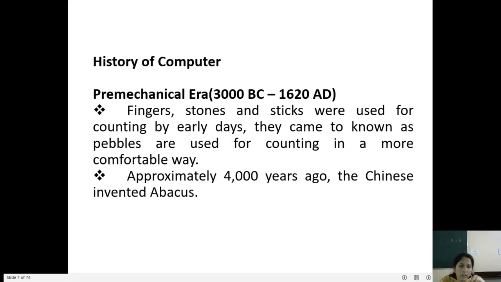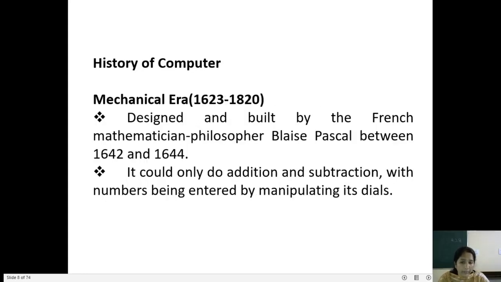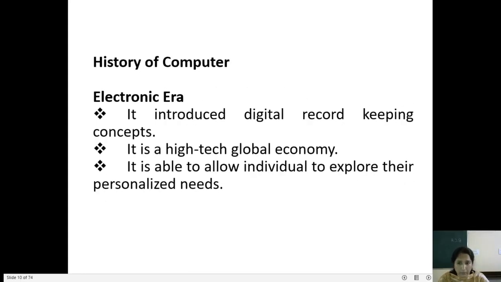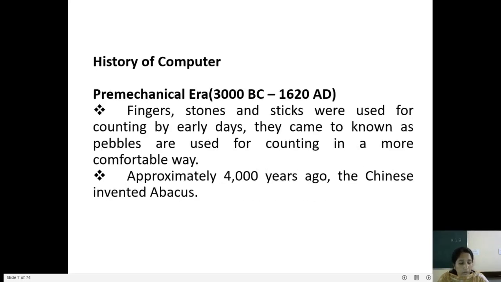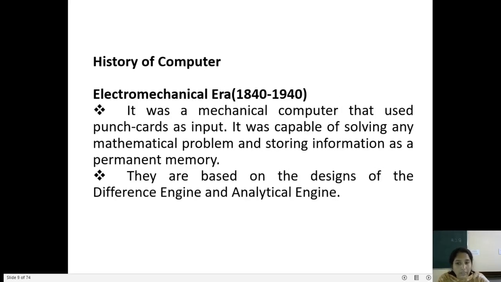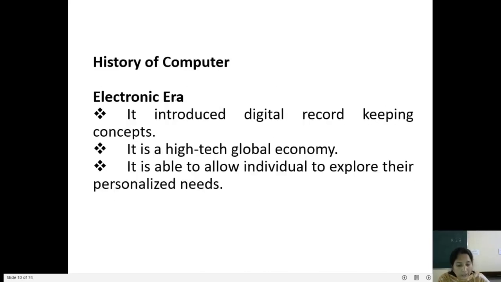So let's understand how this magical device has been invented. What is the history of this computer? We have divided the history of a computer into four eras: pre-mechanical era, mechanical era, electromechanical era, and then electronic era.